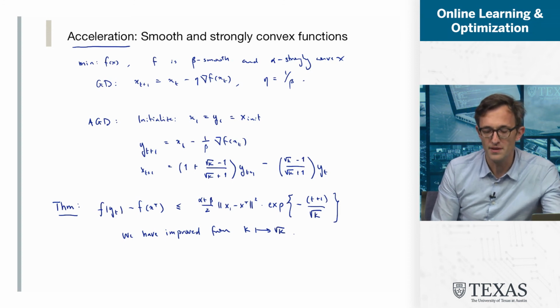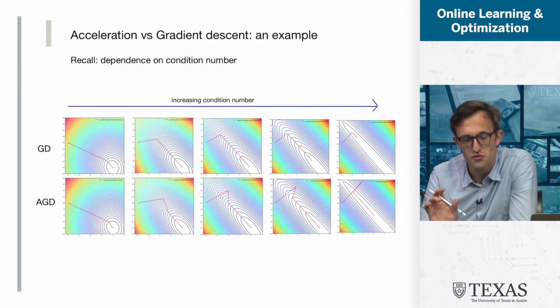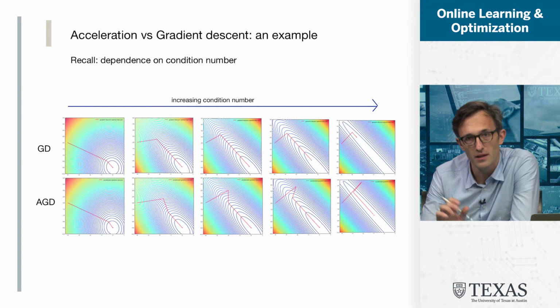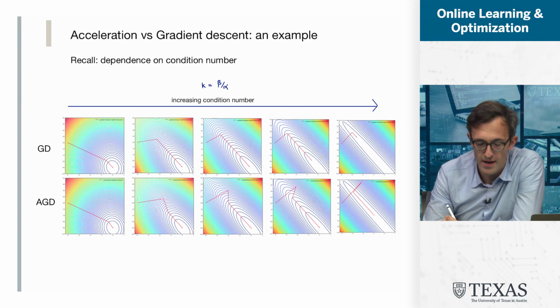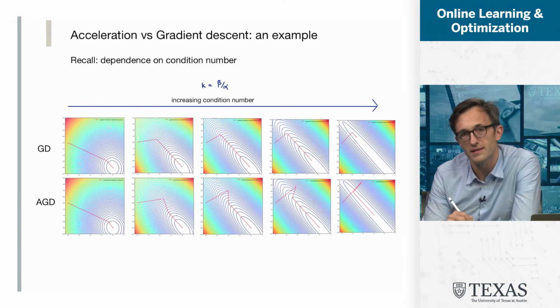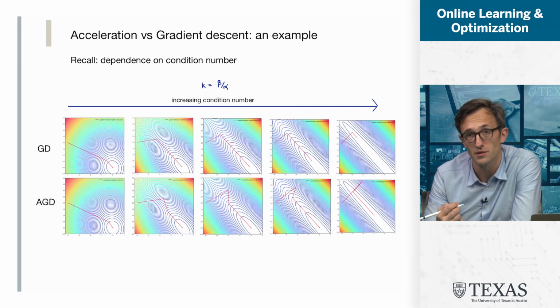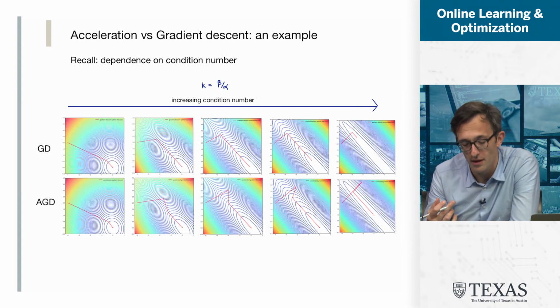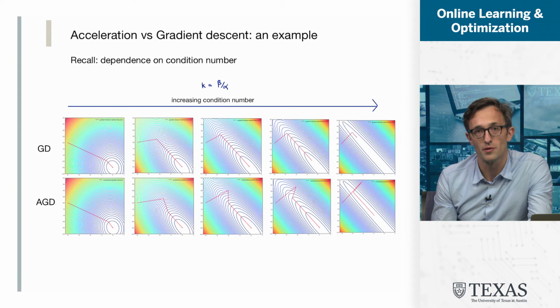So let's see a little bit of this in action here. What I've done here is I've plotted the trajectories of gradient descent and accelerated descent for different values of kappa. Now, again, the condition number kappa is equal to beta over alpha. And what I've done here is just minimize a simple quadratic. So beta, as we've seen, is equal to the largest eigenvalue, and alpha is equal to the smallest eigenvalue. This is why this terminology of the condition number comes in. It's a standard definition of the condition number of a matrix.